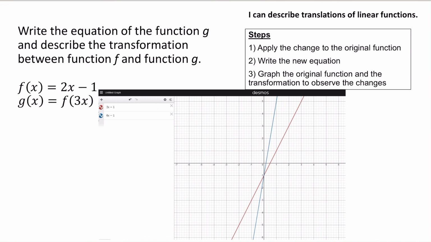If we graph both functions, you can see that in fact, f of x, which is in red, is actually not as steep as the transformed function g of x, which is more steep. So the blue function, which is the transformed function, is more steep than the original.